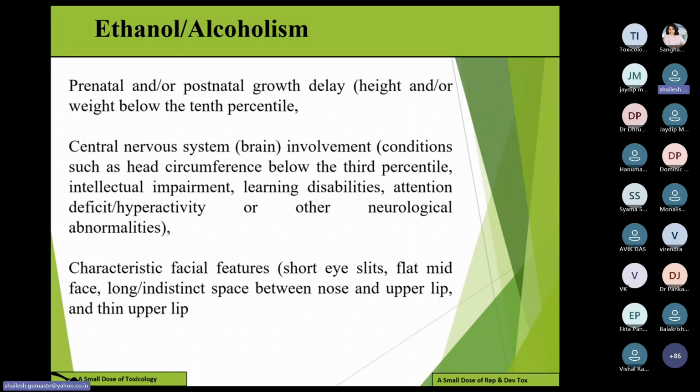So prenatal and or postnatal growth delay, height and or weight below the 10th percentile. These are the effects. Central nervous system involvement, conditions such as head circumference below the third percentile, intellectual impairment, learning disabilities, attention defects, hyperactivity, or other neurological abnormalities are also caused by the consumption of alcohol during pregnancy. Typical characteristic features: short eye openings, a flat mid-face, and an elongated space between the nose and upper lip. These are the classical symptoms of fetal alcohol syndrome.